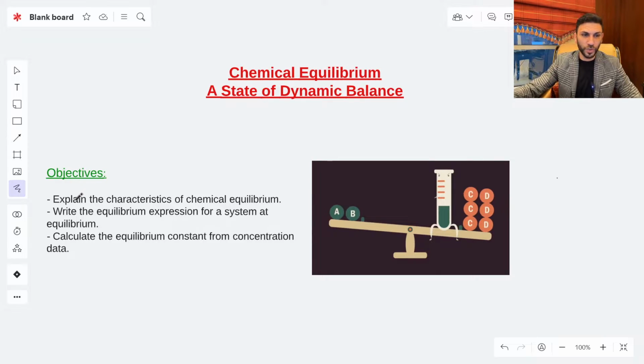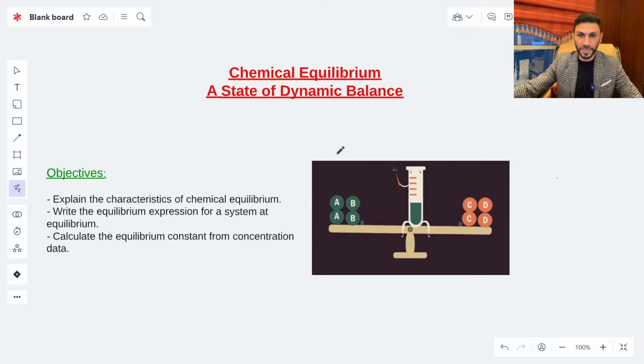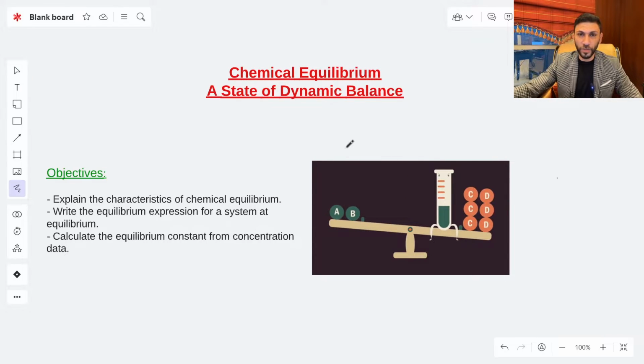Our objectives for today are to explain the characteristics of a chemical equilibrium, to write the equilibrium expression for a system at equilibrium, and to calculate the equilibrium constant from concentration data. Look at this image here. By the end of this lesson, you must understand what it's about. All right.